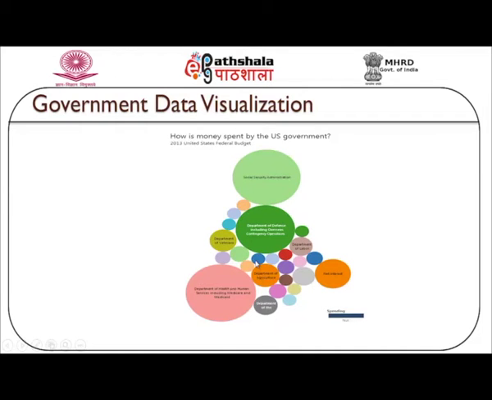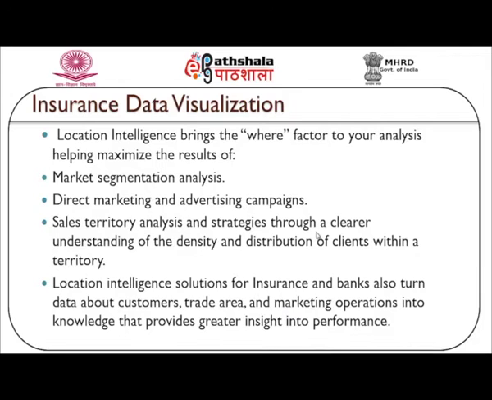From this we can easily understand that the Department of Defense is spending very little when compared to the Social Security Administration and the Department of Health and Human Services, which spend a huge amount when compared to the rest of the departments in the US government. So this is one kind of government data visualization chart that has been prepared. Next one is an insurance data visualization.